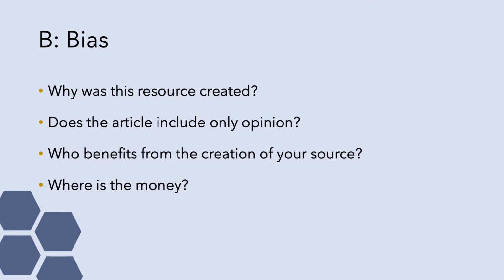B. Bias. Does this source state facts and back up arguments with research? Another way to look at bias is to try to follow the money. What is the author getting for writing? Who is the funding agency?